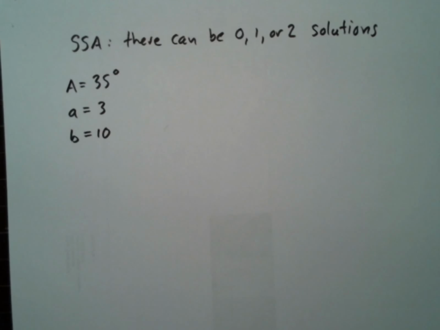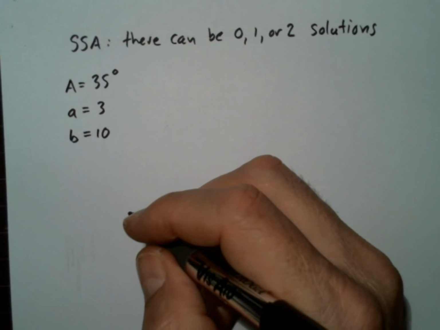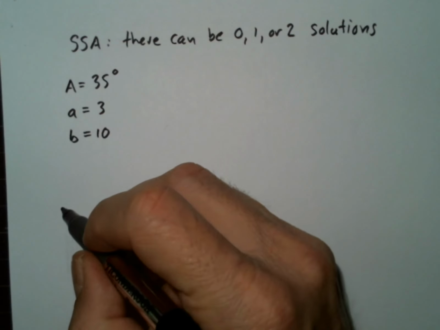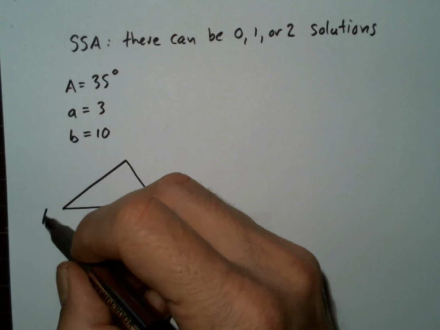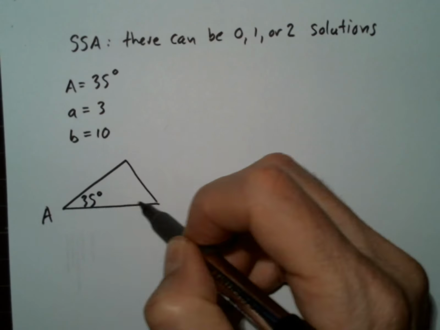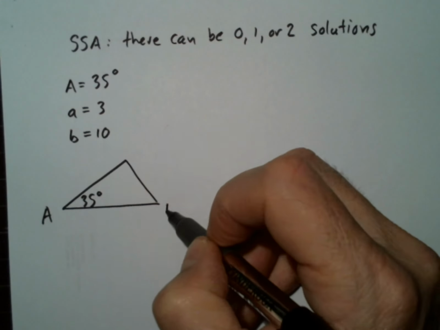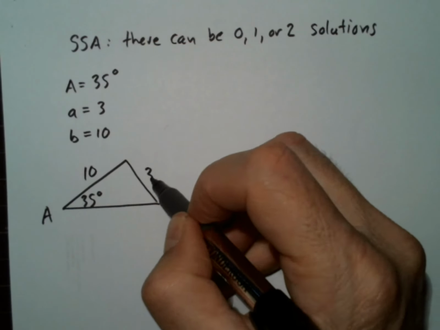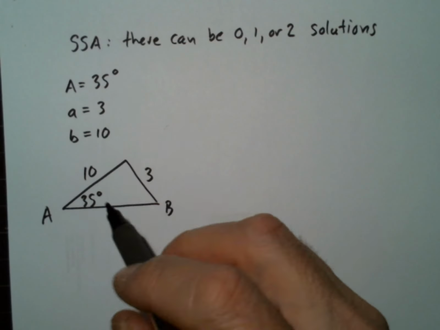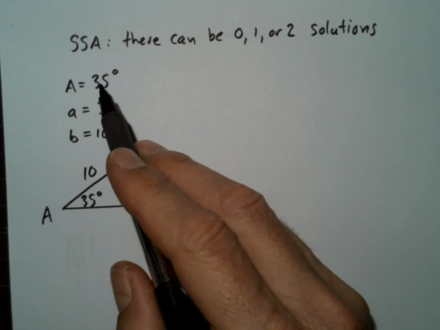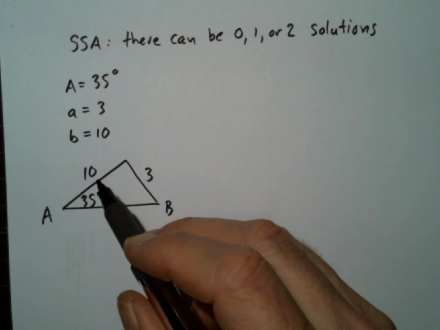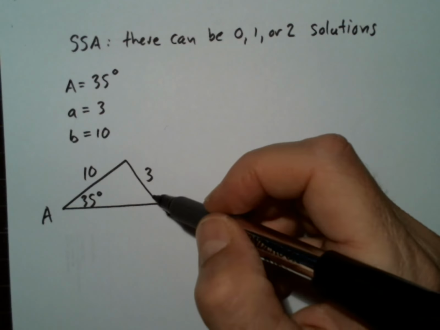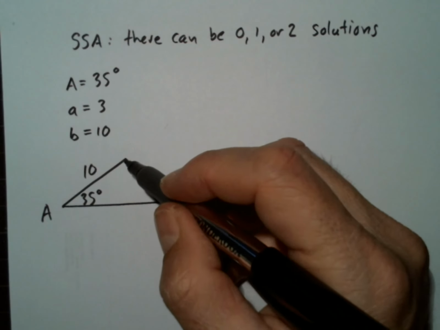Is this possible? And could we draw two different triangles that have these characteristics? So let's draw. Suppose we can draw a triangle and it looks like this. Make sure that side A is opposite of angle A. So here's angle A, side A, angle B, side B. And here's how we tell if there is one solution, or if there are no solutions.